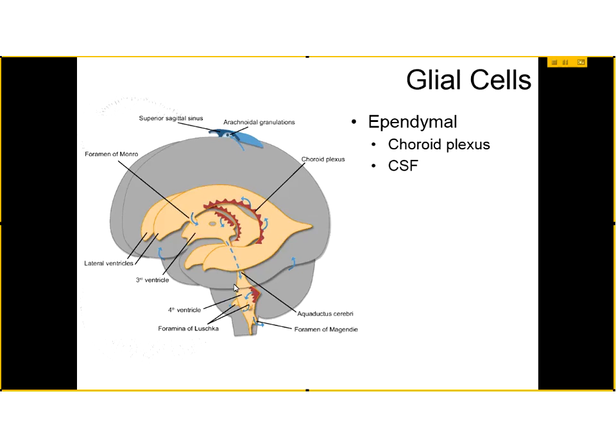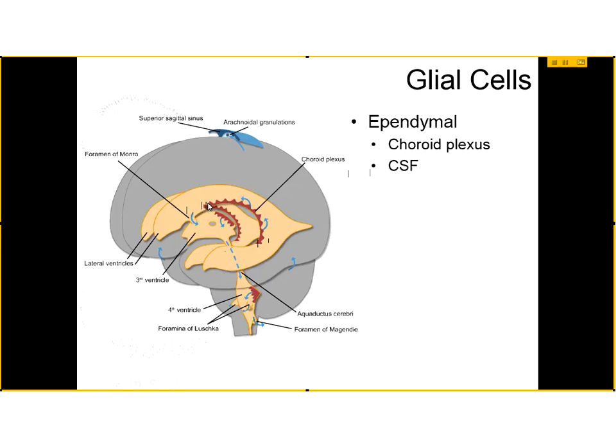So we'll talk about several different types of glial cells. The first is the ependymal glial cell. And this cell is important for secreting cerebrospinal fluid. And as you might anticipate, where do we see a lot of cerebrospinal fluid? We see it in the ventricles.